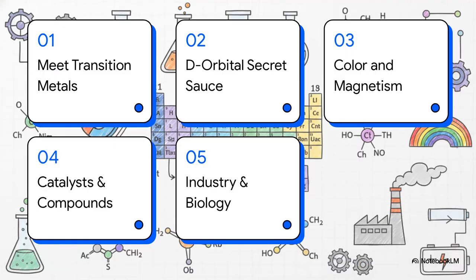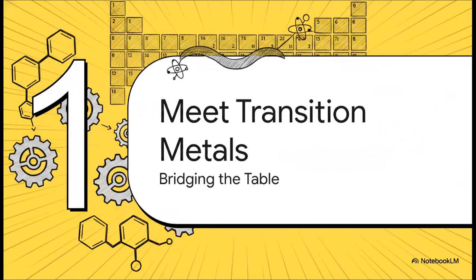Here is our roadmap for today's Explainer. We'll start with 1. Meet the transition metals, move on to 2. The d-orbital secret sauce, then hit 3. Superpowers, color and magnetism, 4. Catalysts and compounds, and finally, 5. Industry and biology applications. All right, let's dive right into Section 1. Meet the transition metals, bridging the periodic table.